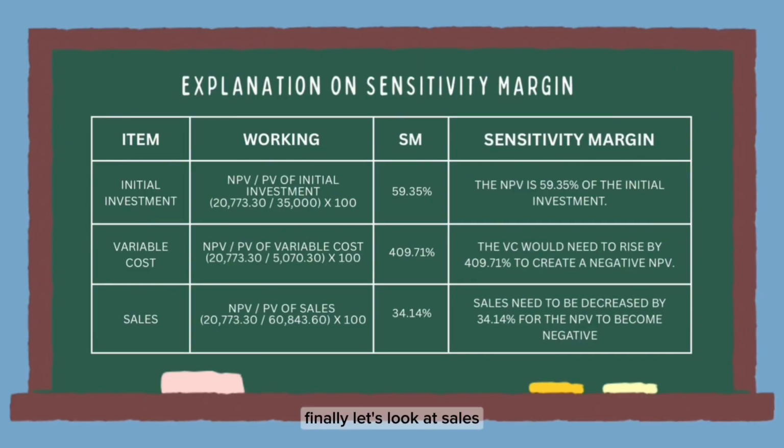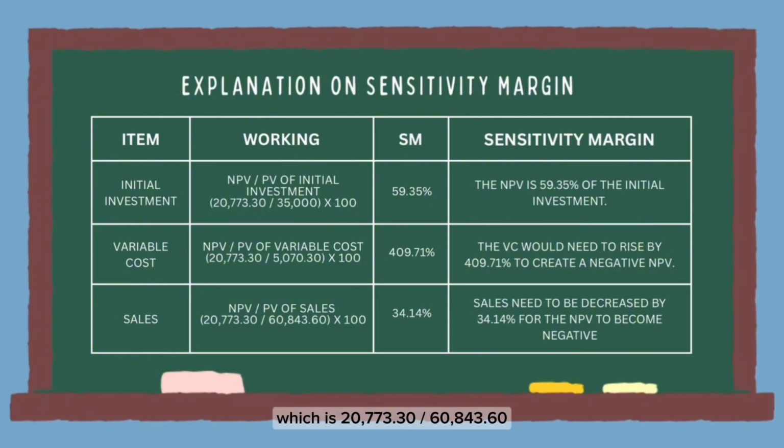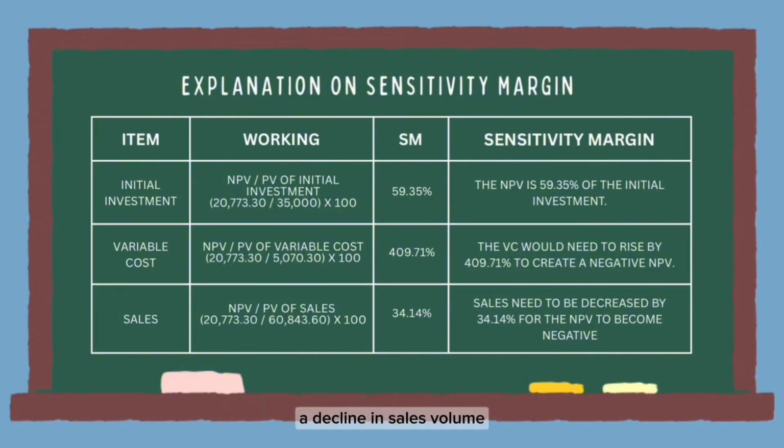Finally, let's look at sales. For sales, we calculate NPV divided by the present value of sales, which is 20,773.30 divided by 60,843.60, giving us 34.14%. This tells us that sales could only fall by 34.14% before the NPV becomes zero. Because this is the lowest sensitivity margin, it indicates that the project is most sensitive to changes in sales. A decline in sales volume or selling price would have a major impact on the project's profitability.